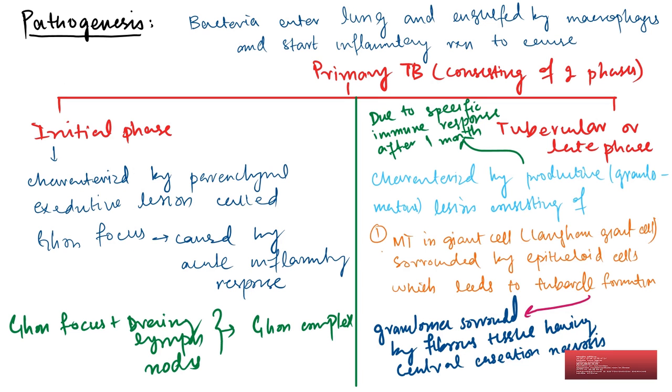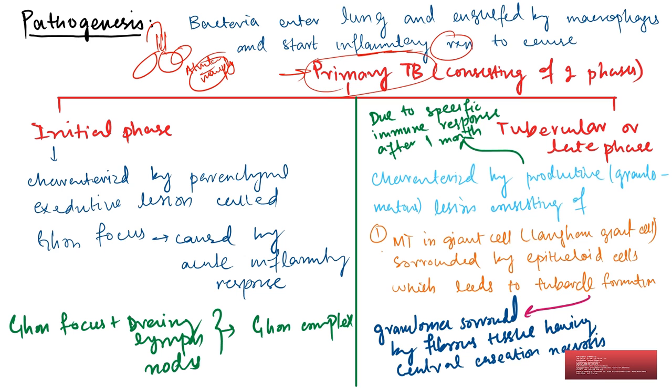Now coming towards pathogenesis, how they cause disease. Once the bacteria enter the lungs, they are engulfed by the cells present in the alveoli called alveolar macrophages and start an inflammatory reaction against these bacteria to cause one of the important diseases called primary tuberculosis.